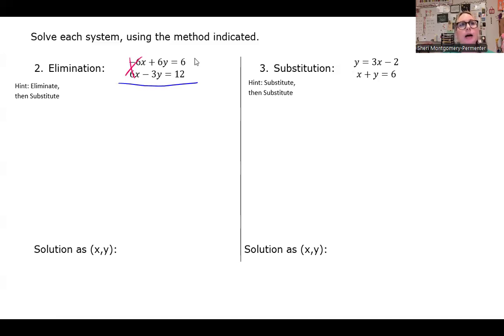And then we combine. So we've got 6 minus 3 and then 6 plus 12.